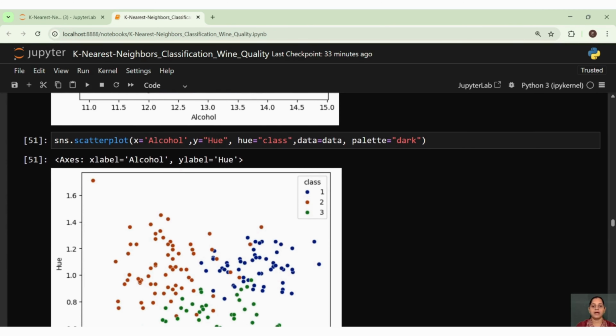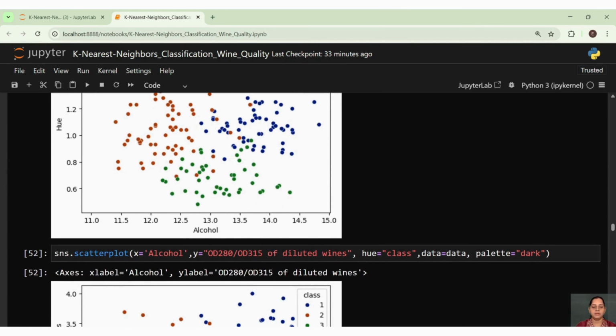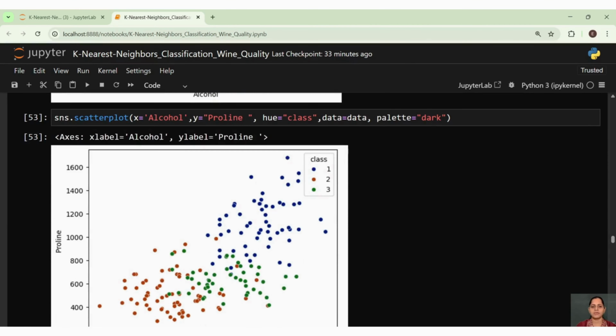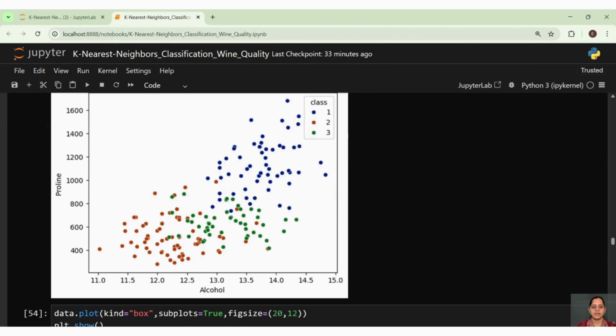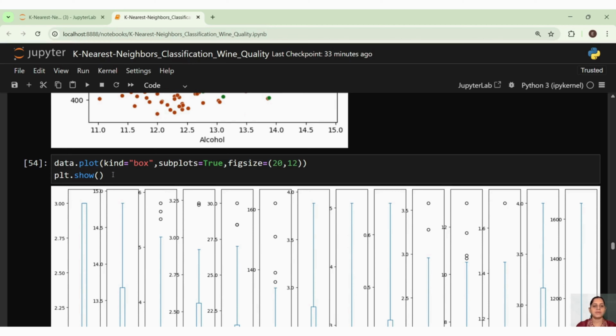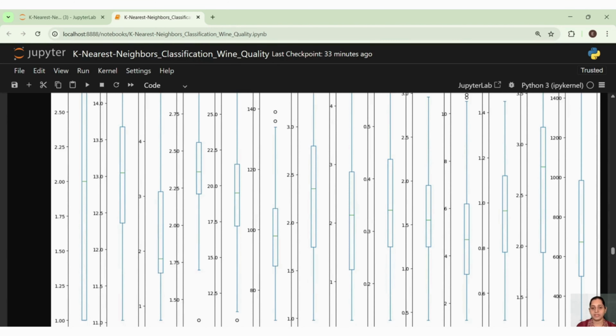Then we have alcohol and hue. This is how it's getting distributed. Alcohol, then diluted wines. This is how it's getting distributed. So explore these things, guys. I'm not going to take much time on this. We have so many classes, right? And this is my box plot. I can see there's not much difference, and my data looks balanced in this.